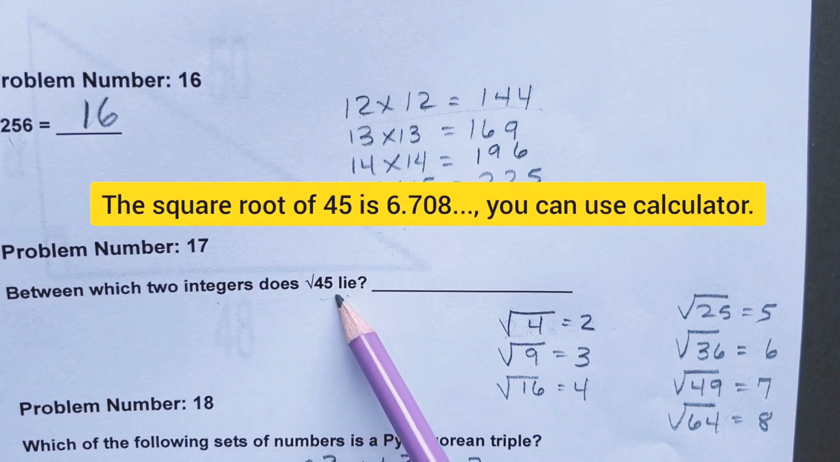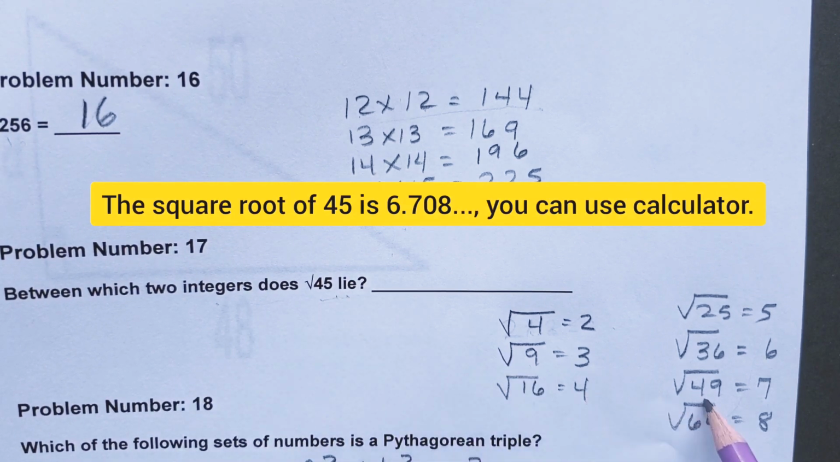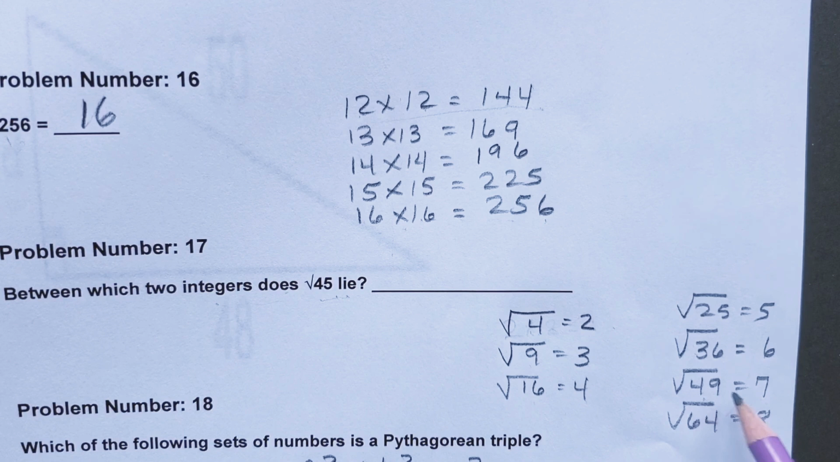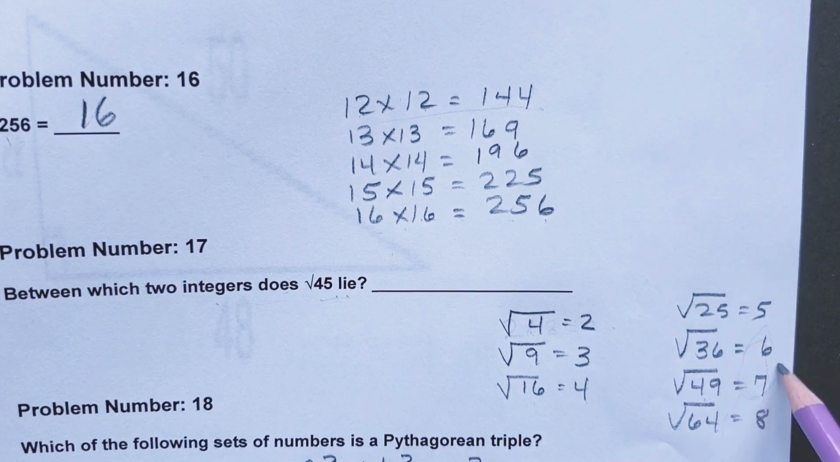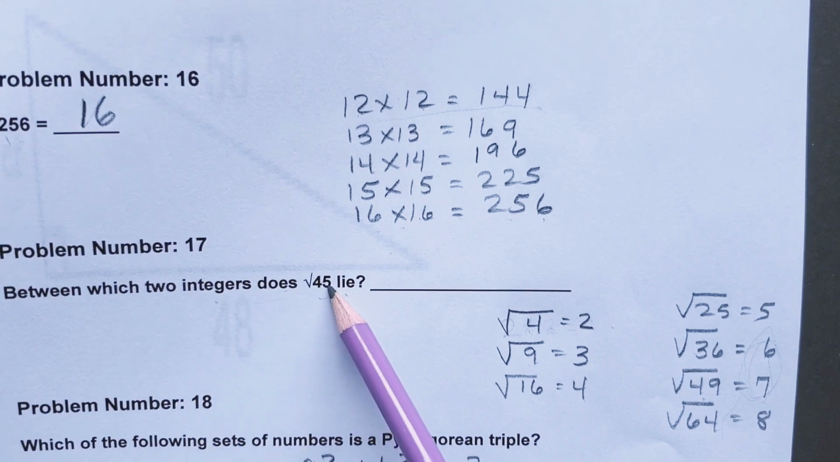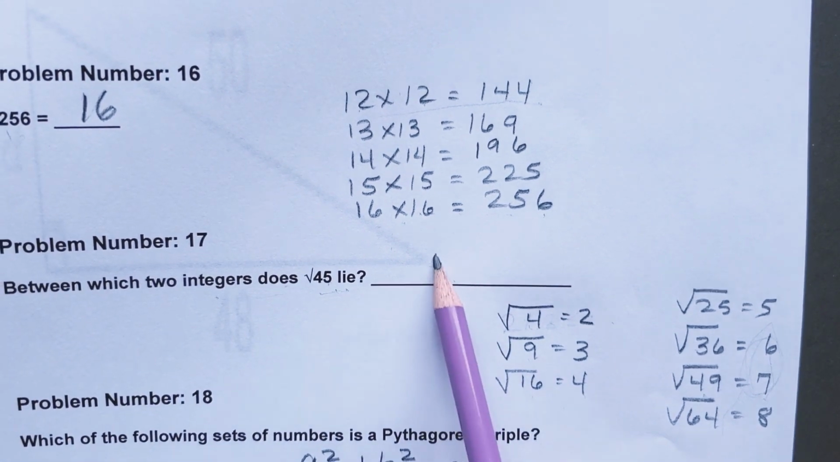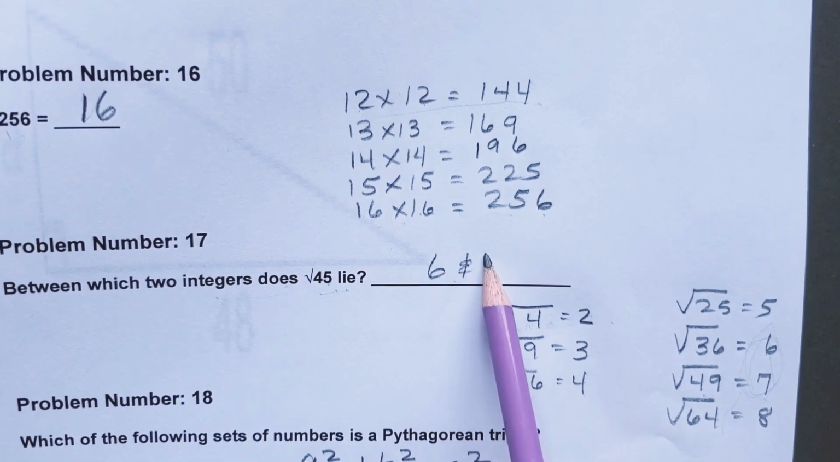And as you can see, the square root of 45 would fall between 36 and 49, because 45 is between 36 and 49. And the integers that go with those two are 6 and 7. So the square root of 45 would be between the integers 6 and 7.